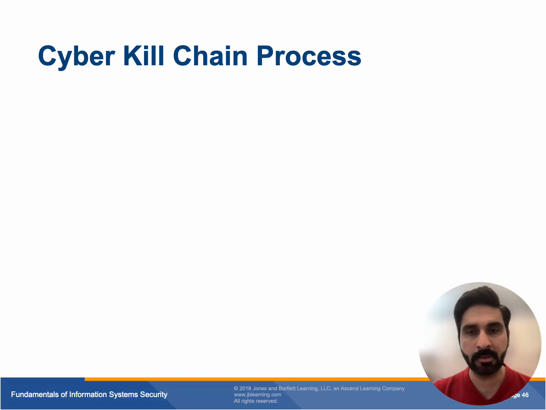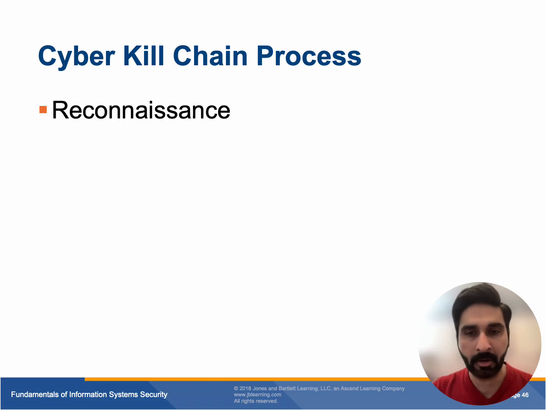The first step is reconnaissance. What is reconnaissance? This is the collection of information about the target. From the perspective of the cyber kill chain process, it can be of two types: passive or active. Passive reconnaissance means gathering information about the target without engaging the target, for example, using DNS, WHOIS, or whatever is available over the internet, without engaging the target. That's called passive reconnaissance.